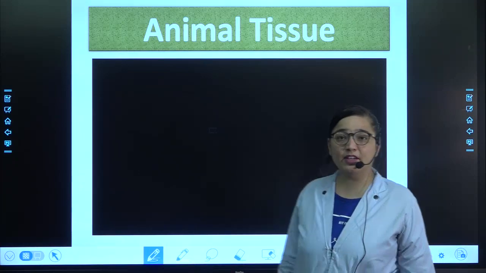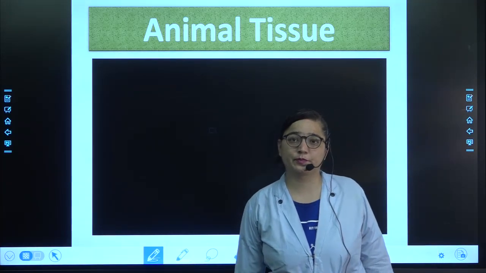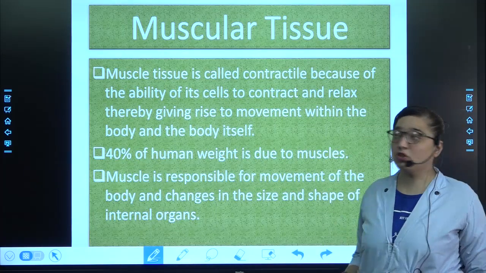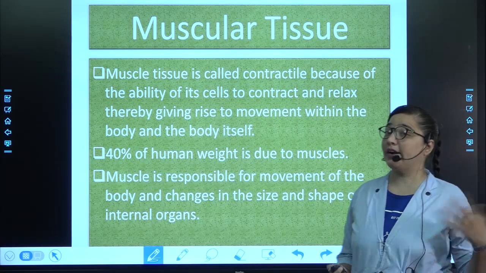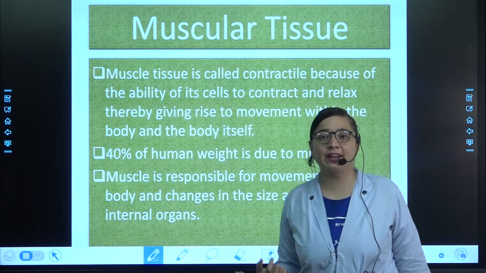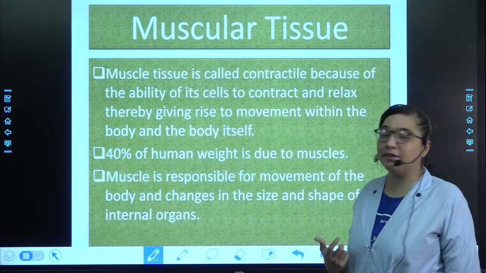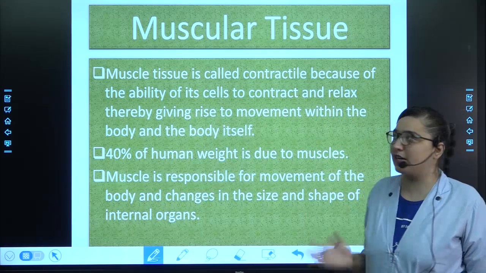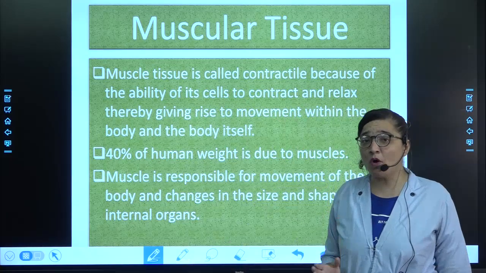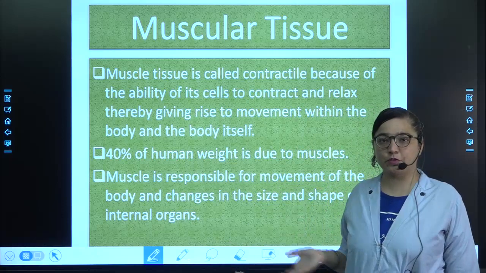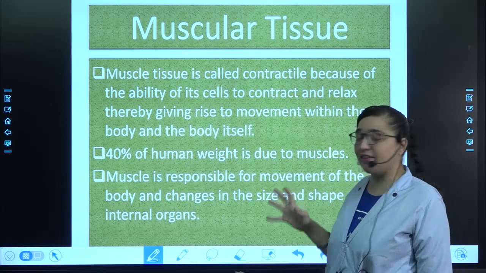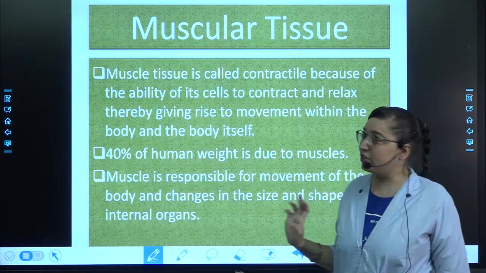So let's have a look at the muscular tissue. Muscular tissue is called contractile tissue. Why is it called contractile tissue? Because it has the ability to contract and relax, and that's why we are able to move. So a special vote of thanks to this muscular tissue for allowing us to move. Moreover, plants do not have this type of tissue, and so they are not able to move like us.